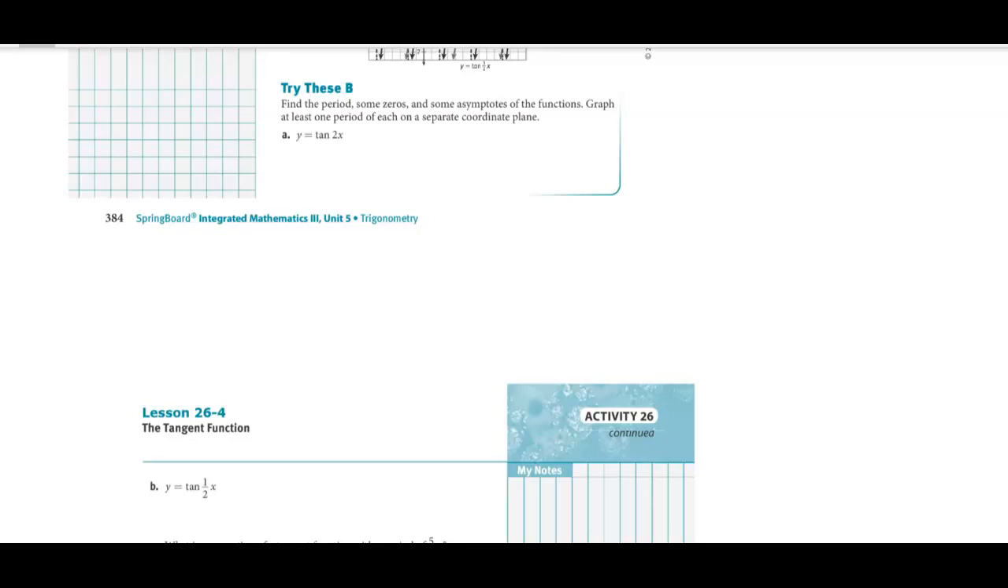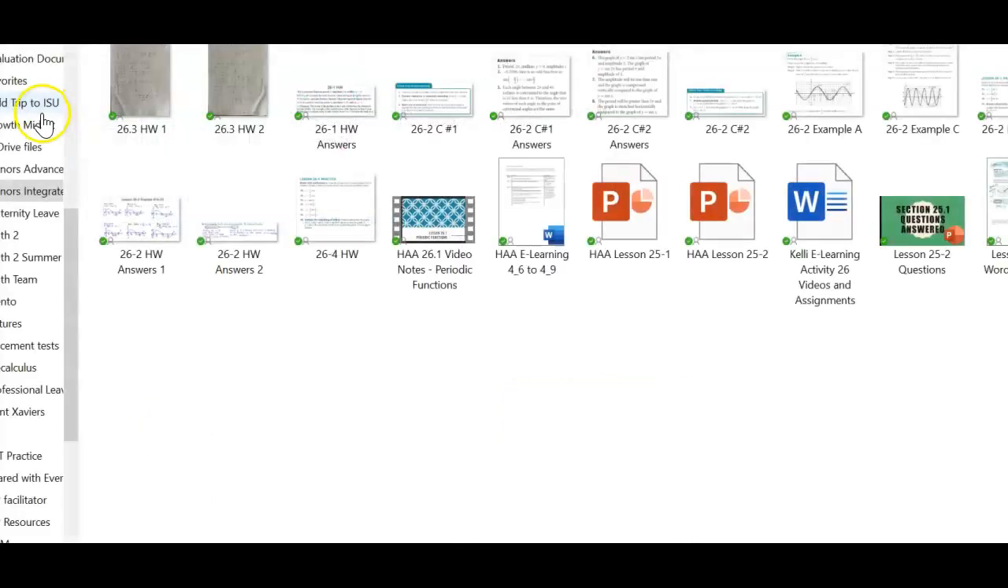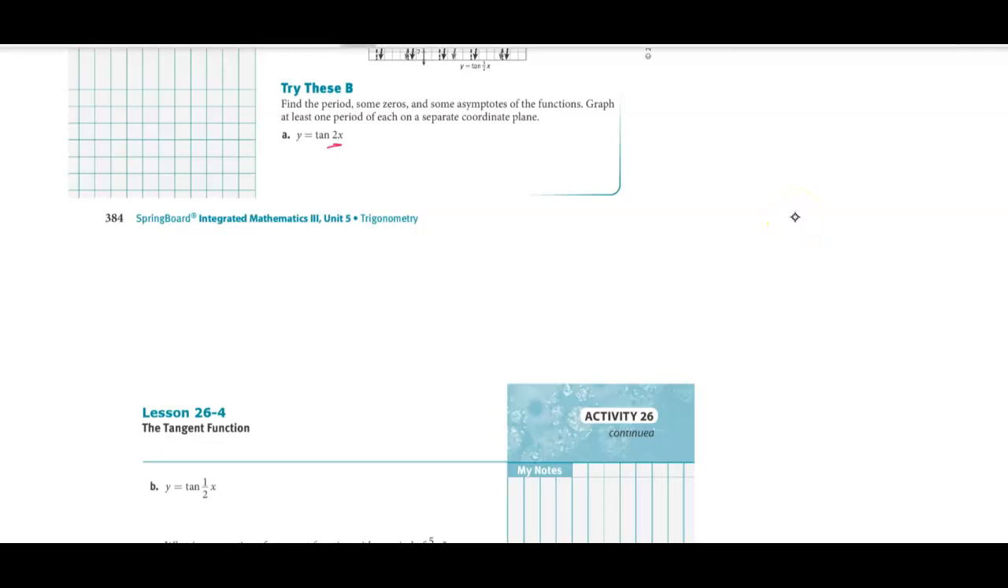So the last thing we're going to look at today is when b is a different value. And then tomorrow I'll put the two ideas together and go over graphing tangent with a and b changed. So for try these b, we kind of jumped ahead, so find that page in your book. We want to find the period. Sorry. Alright, so you want to find the period.